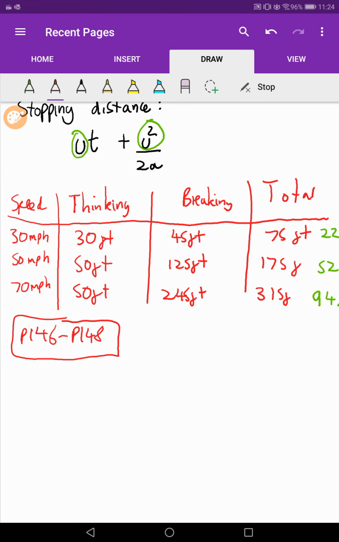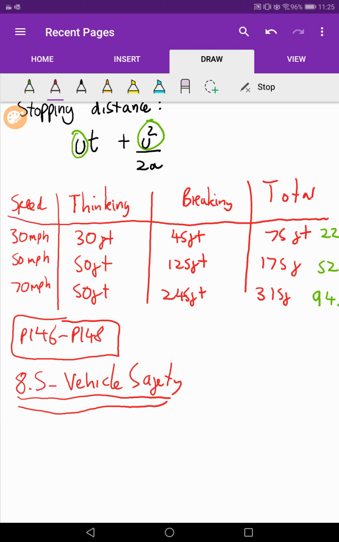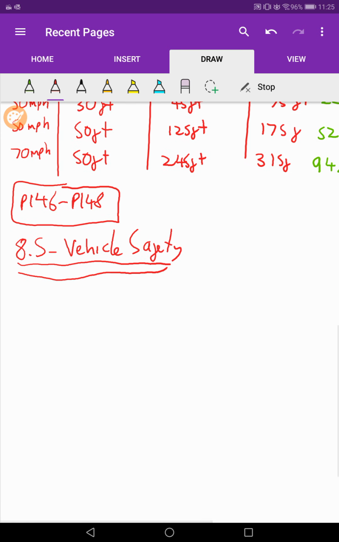Next thing I want to look at is 8.5 vehicle safety. So, how can we use physics to make vehicles more safe? Well, what I'd like you to think about is one of the main equations that we use in physics, which is work done is force times distance. So that plays a massive part.